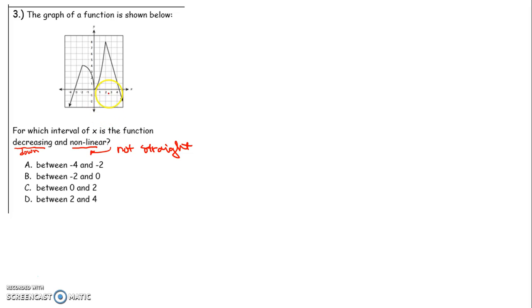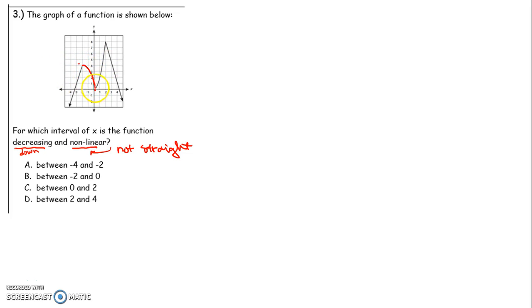So now I look here and I say, okay, where can I find the graph going down, but not a straight line? Like this one would be decreasing, but that's linear. So the only spot I see that's decreasing and nonlinear is this little section right here. It's a curve, and as we move from left to right, my pen is going down.